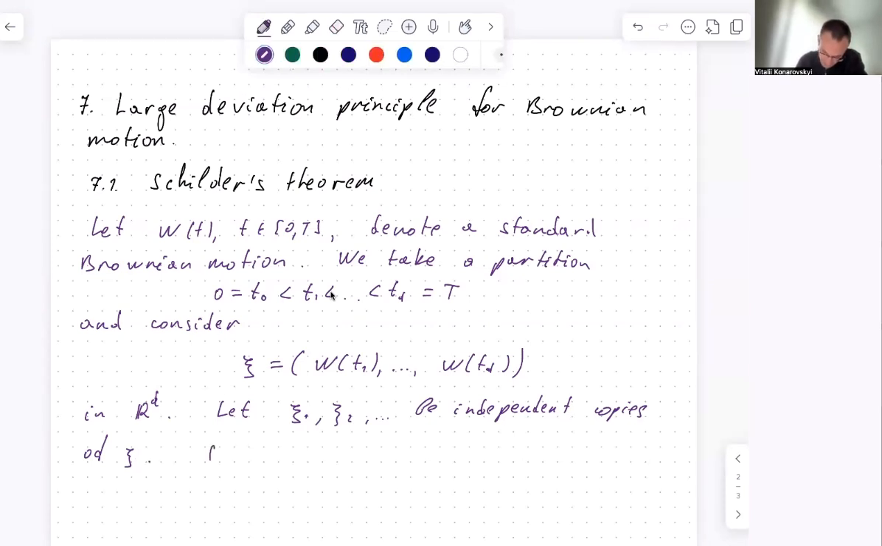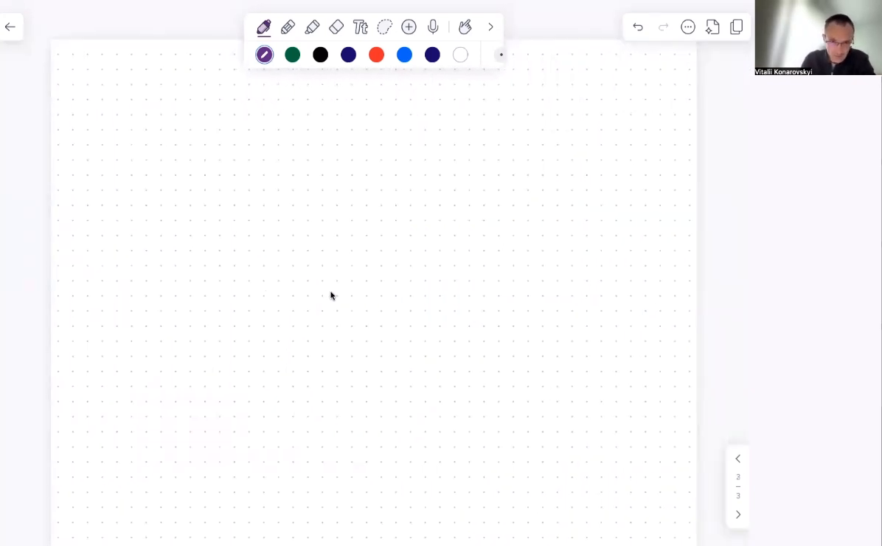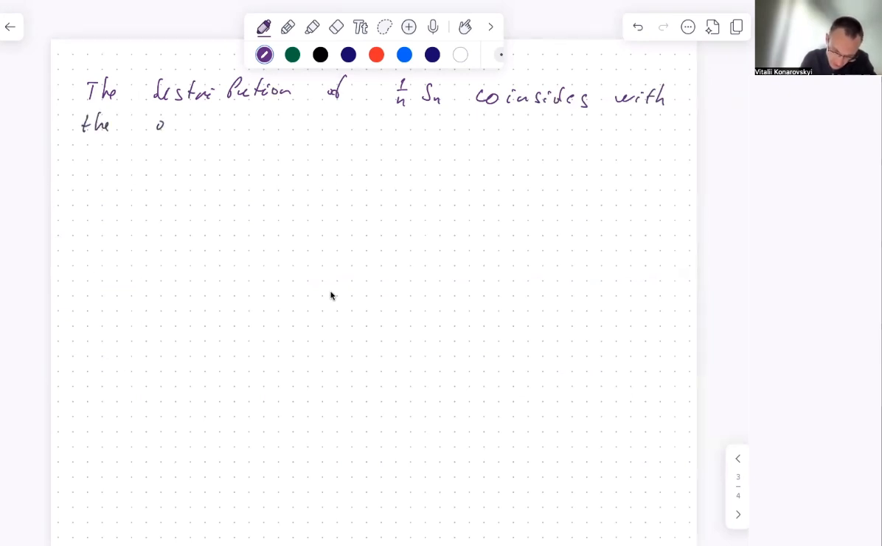And then consider the empirical mean, that is 1 over n, the sum k from 1 to n, of psi_k. Since you sum independent Gaussian distributed random vectors, and then you divide by n, of course, the distribution of that vector, 1 over n S_n, coincides with the distribution of 1 over square root n times (W(t1), and so on W(td)).